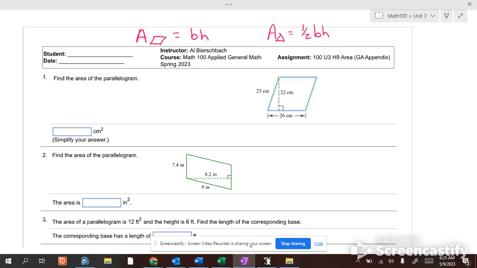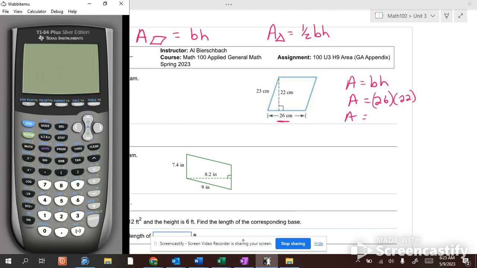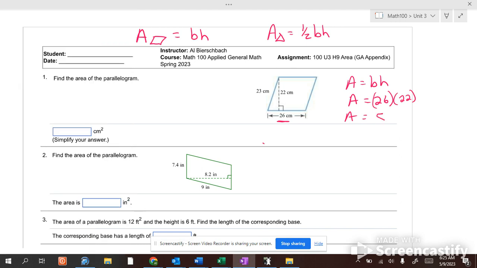So, here's a parallelogram. The area equals base times the height. The base is 26. The height is a perpendicular distance from the base. It's got to be perpendicular, not slanty. So, it's 26 times 22. And then we just take 26 times 22, and we get the answer, 572.